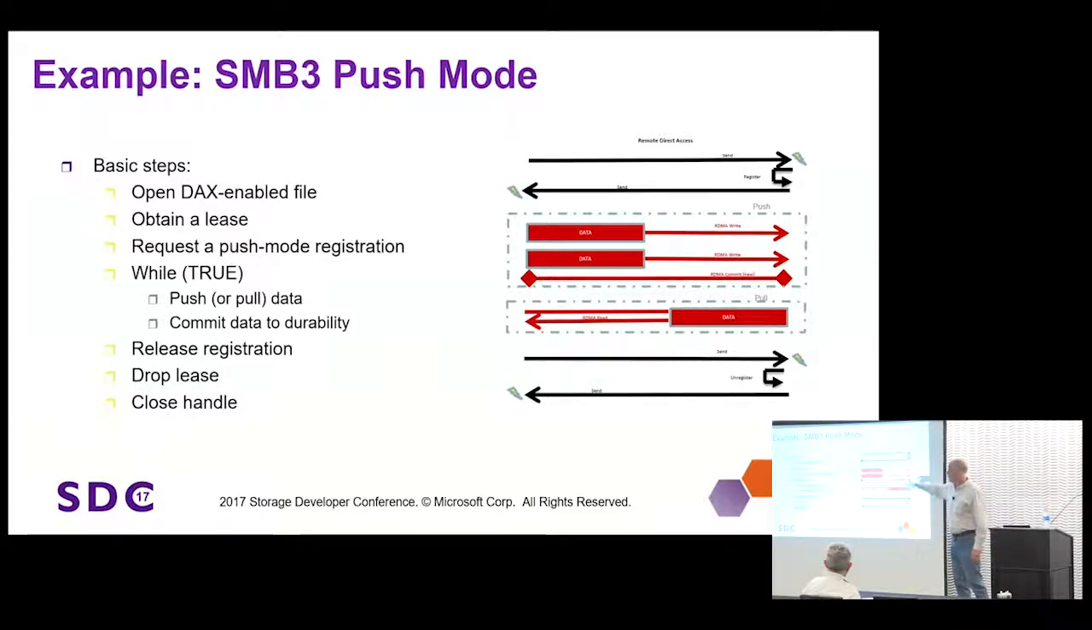And from time to time, you could commit data to durability. So your writes could be made safe from the client without ever invoking the server. At the end, you'd release the registration, or maybe the server would recall it if it had to. You'd drop the lease and close the handle.